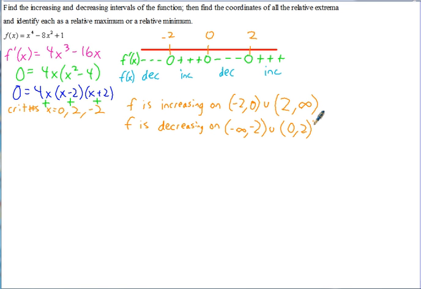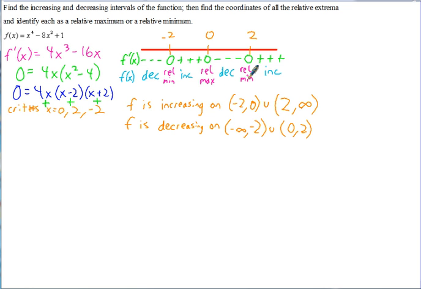Now, the other thing this tells us is where we have local minimums and maximums, relative minimums and maximums. So if the function goes from decreasing to increasing, the first derivative changes from negative to positive, that's going to be a relative minimum at that critical number. But if the first derivative changes from positive to negative, if it goes from increasing to decreasing, that's going to be a relative maximum. And then at 2, we've got decreasing to increasing. The first derivative goes from negative to positive, so another relative minimum. So we have 3 critical numbers. In this case, 2 of them are relative minimums and 1 is a relative maximum.